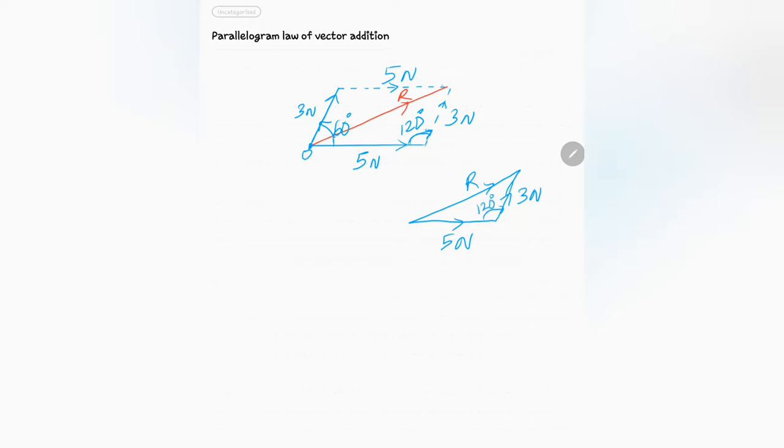Now if I apply the cosine rule, I'm going to have the square of the resultant is equal to 3 Newton all squared plus 5 Newton all squared minus 2, then you have 3 Newton multiplying 5 Newton multiplying cos 120 degrees.